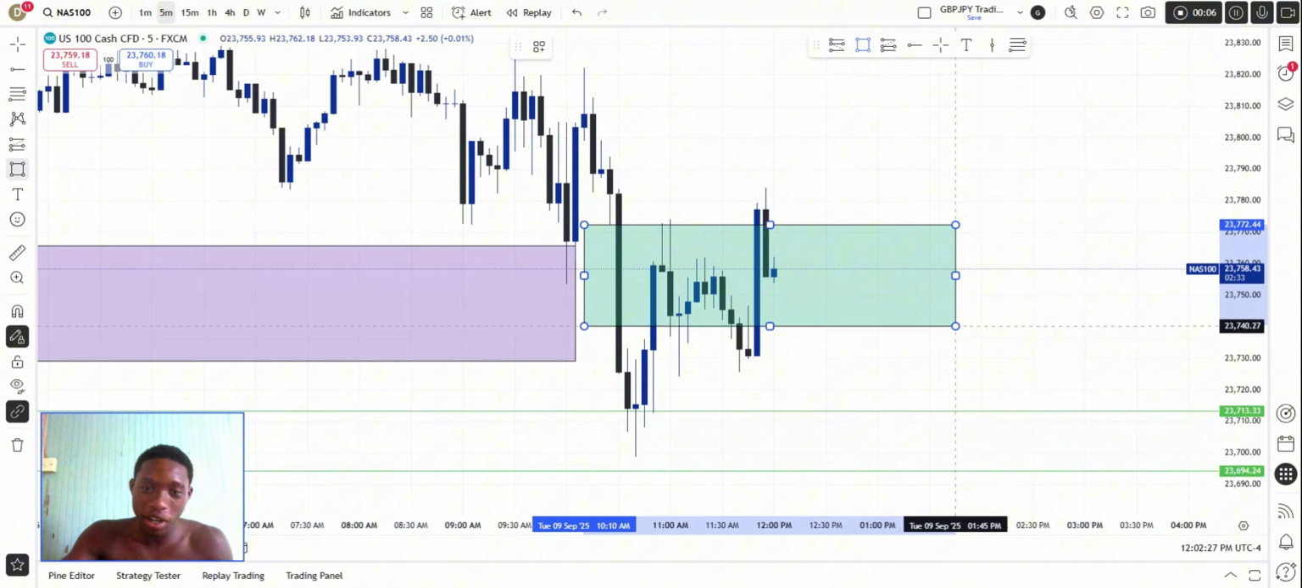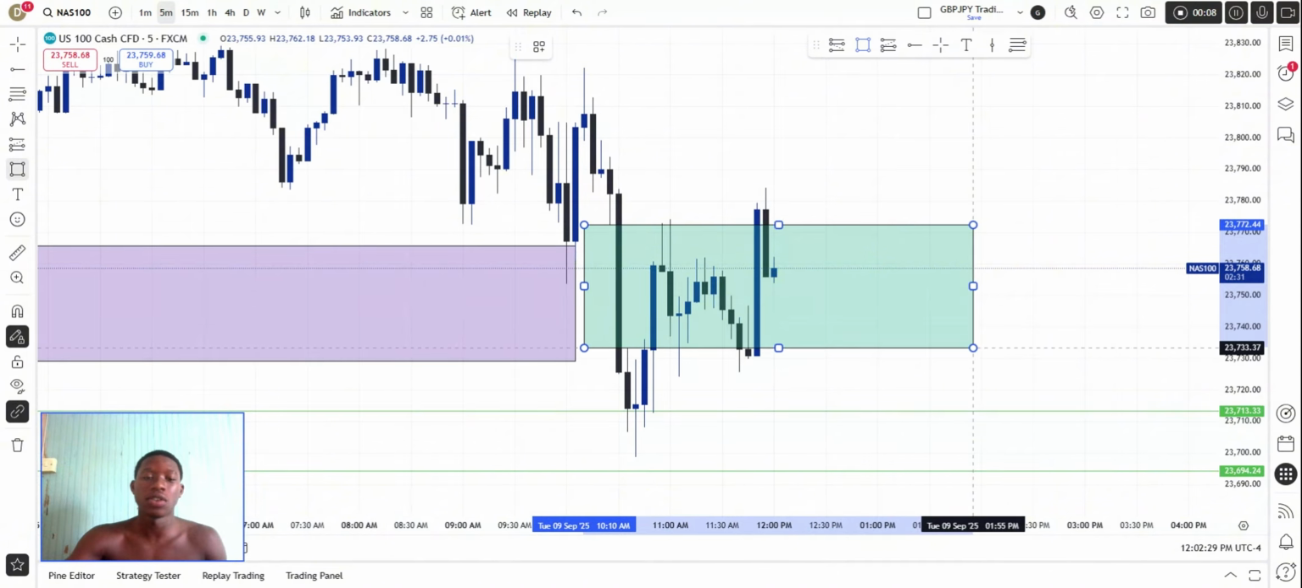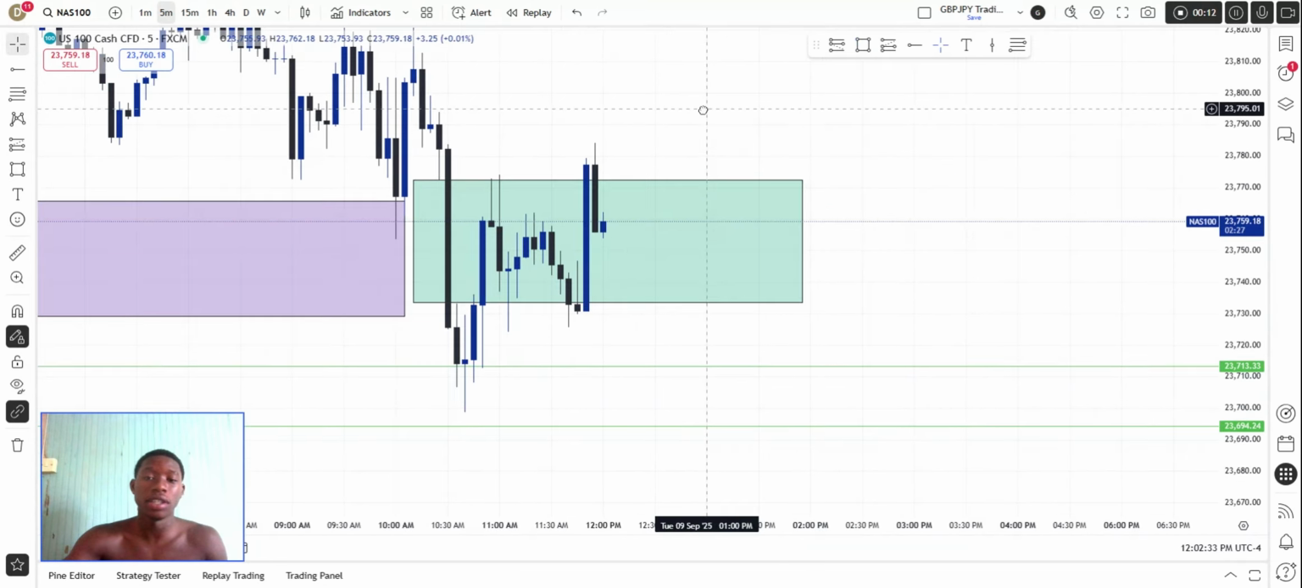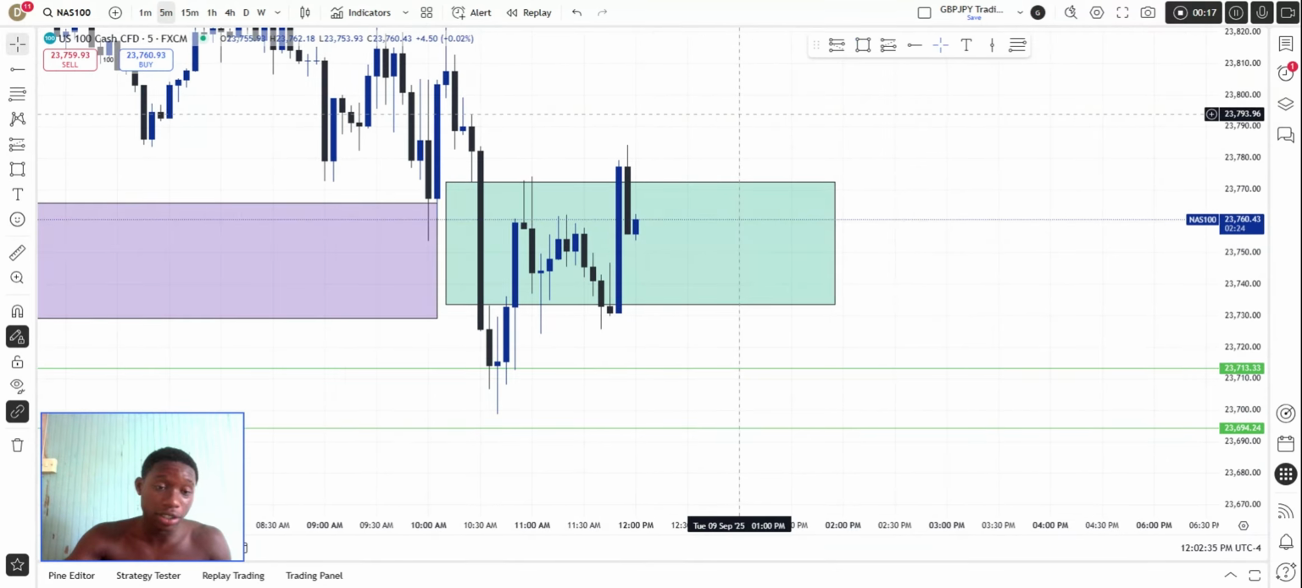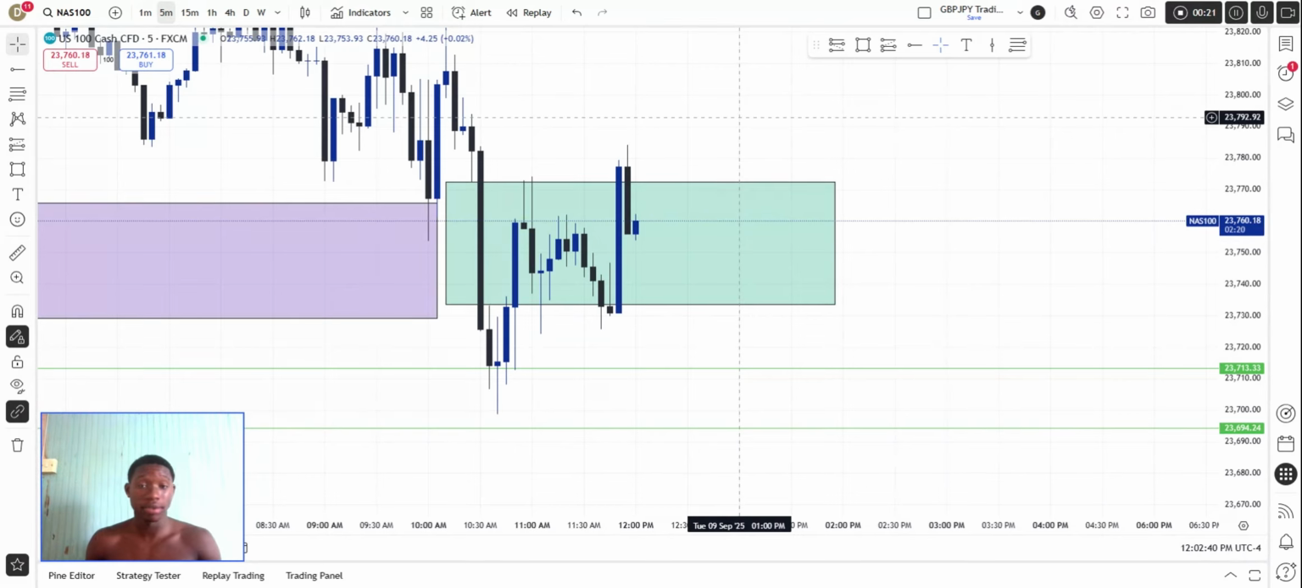Price never went lower and hit any liquidity points or made any move that we could have taken a trade off that's high probability. So we didn't take a trade, right? We're following our strategy.